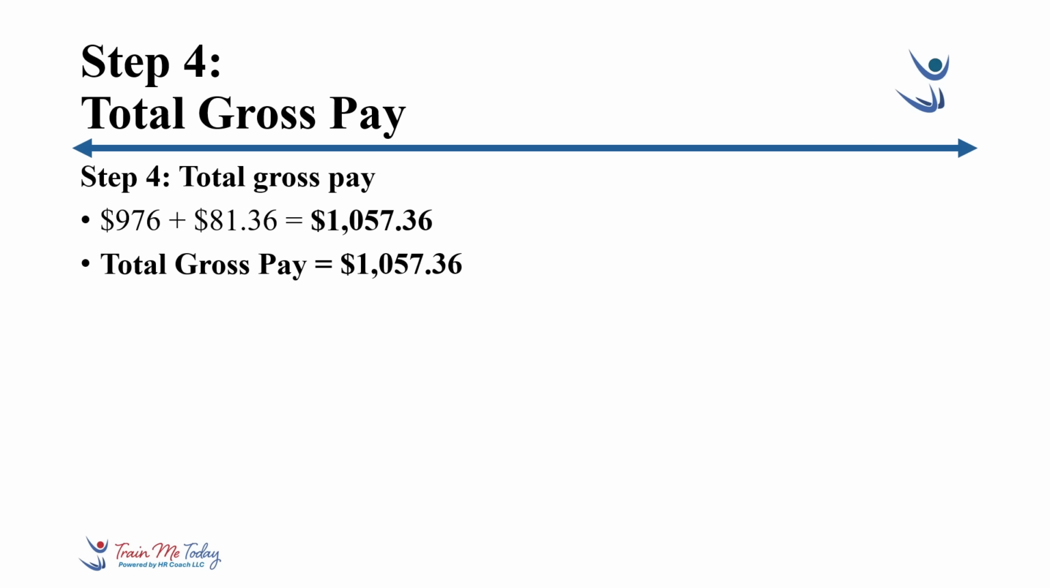Finally, we add the overtime premium to the straight time earnings. 976 plus 81.36 equals $1,057.36 total gross pay.